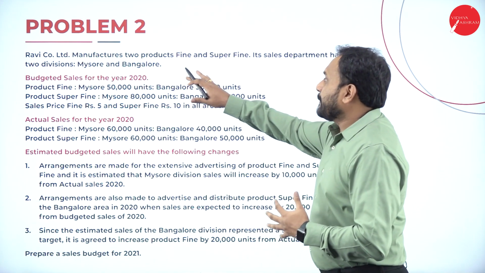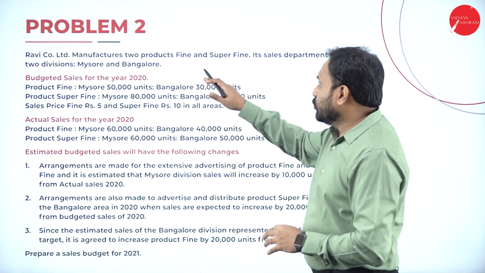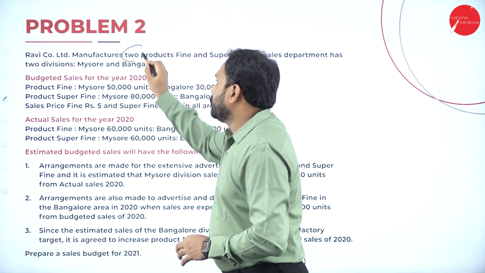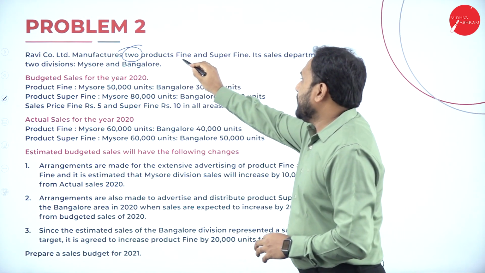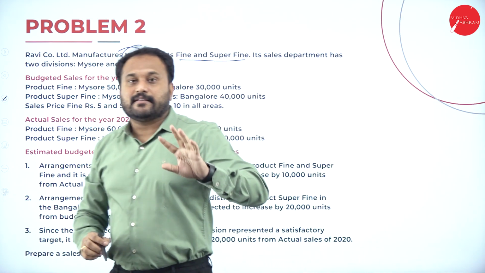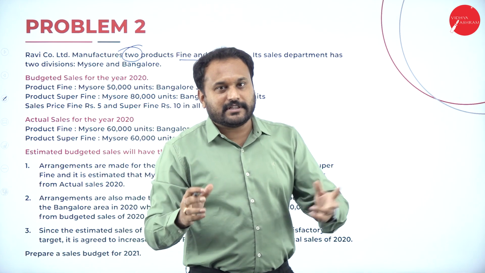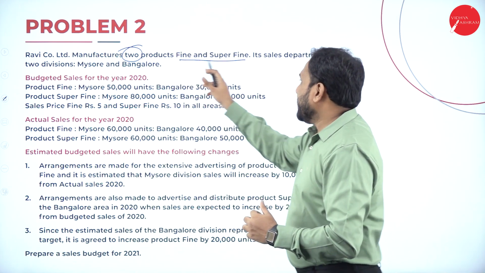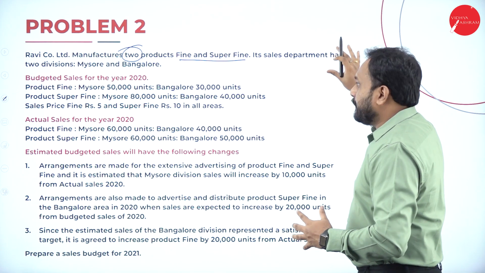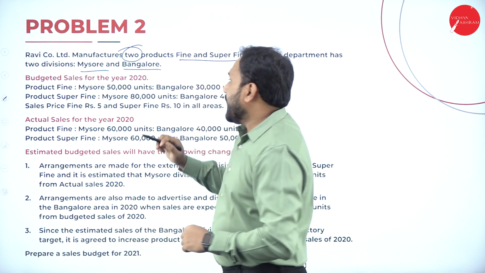So let's understand. Ravi Company Limited manufactures 2 products. How many are there? There are 2 products, fine and super fine. One is fine, another is super fine, exactly like product X, product Y, any kind of thing. Its sales department has 2 divisions, Mysore and Bangalore.